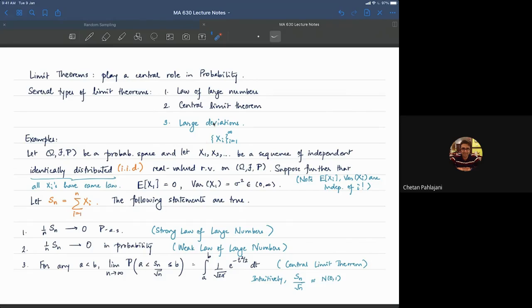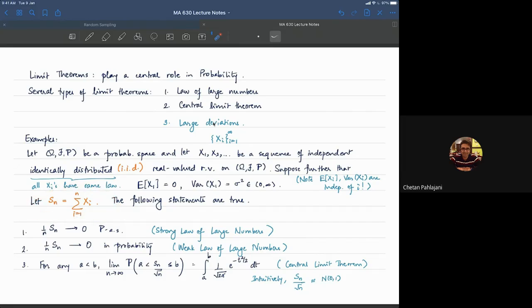Put another way, the first time you toss, if you get head, then x1 is 1. If you get tail, then x1 is 0. The second time you toss, if you get head, then x2 is 1. If you get tail, x2 is 0, and so on. And I'll take Sn to be the sum, i going from 1 through n, of xi. So in this coin tossing example, this is the total number of heads you get in n coin tosses.